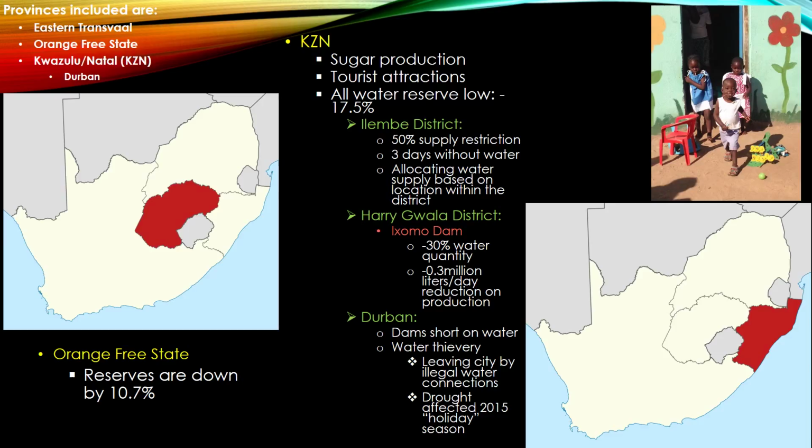In Limbe district, there's no running water, and it's been like this for up to 3 days without running water in certain families' homes. Due to the drought, there's a 50% supply restriction. The entire district went from allocating 17 million liters of water a day to now only about 9 million liters of water a day.